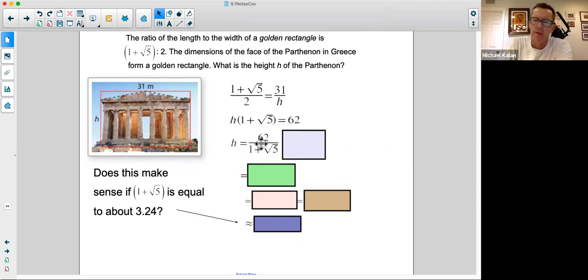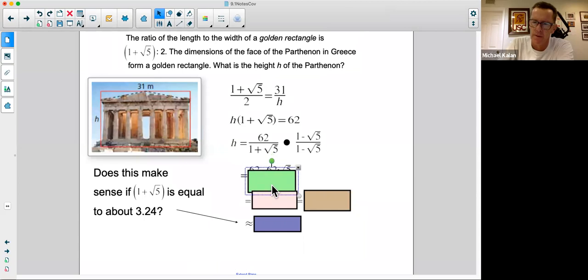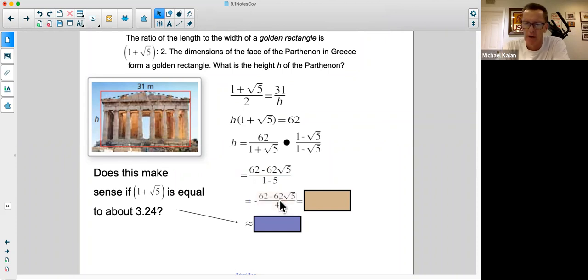Okay. All right, well, I can't leave our answer like that, right? There's a radical in the denominator. So we have to multiply by the conjugate binomial, distribute up top. 62 times 1 is 62. 62 times negative √5 is negative 62√5. Conjugate binomials in the denominator, right? So we know that's just going to be the first term squared minus the last term squared. So that's just 1 minus 5. Careful here. 1 minus 5 is negative 4.